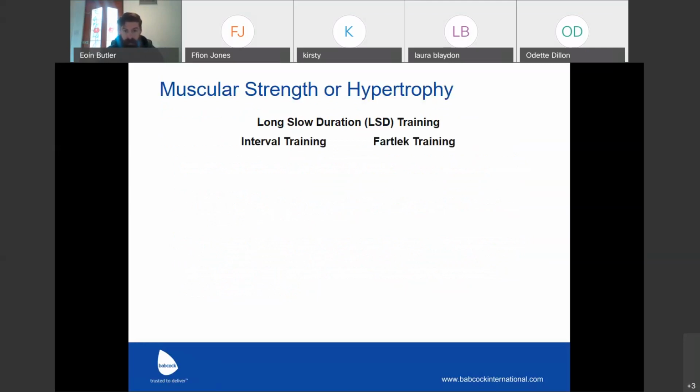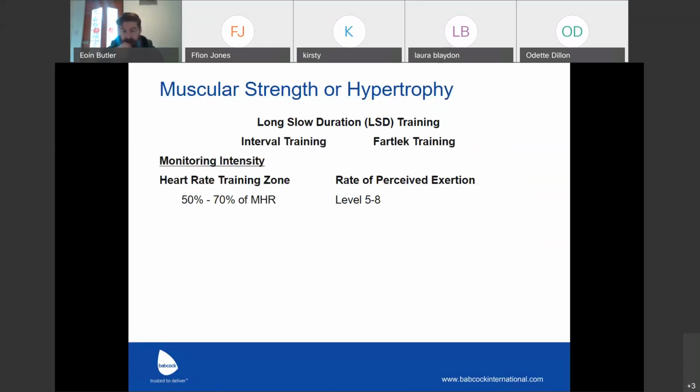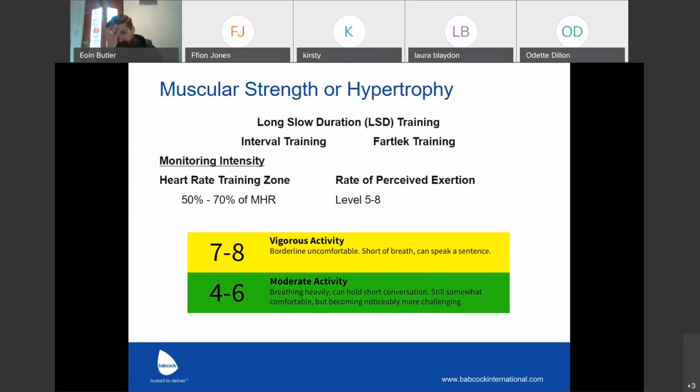So again, we can use long, slow duration training, interval training, and fartlek for a muscular strength and hypertrophy client. The intensity that we're going to work at is similar to that of our weight loss client, so between 50 and 70% of maximum heart rate. Probably more on the 70, 80% side, so up towards vigorous activity, because we want to place more demands on the heart and lungs themselves.